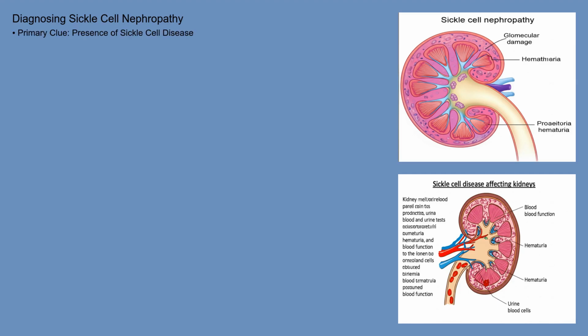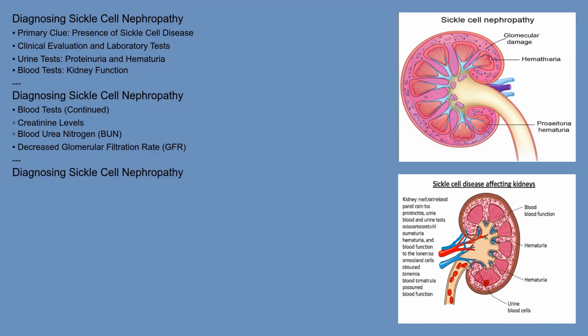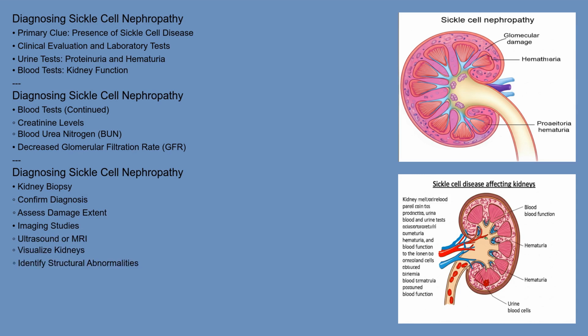be present. Diagnosing sickle cell nephropathy involves a combination of clinical evaluation and laboratory tests. The presence of sickle cell disease is a primary clue. Urine tests are conducted to detect proteinuria and hematuria. Blood tests assess kidney function, including measuring creatinine and blood urea nitrogen, or BUN, levels. A decreased glomerular filtration rate (GFR) indicates impaired kidney function. A kidney biopsy, where a small sample of kidney tissue is examined under a microscope, may be performed to confirm the diagnosis and assess the extent of damage. Imaging studies like ultrasound or MRI can also help visualize the kidneys and identify any structural abnormalities.